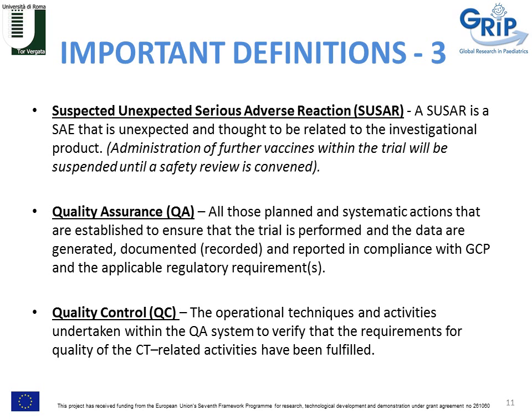Quality assurance: all those planned and systematic actions that are established to ensure that the trial is performed and the data are generated, documented, and reported in compliance with GCP and the applicable regulatory requirements. Quality control: the operational techniques and activities undertaken within the quality assurance system to verify that the requirements for the quality of the clinical trial-related activities have been fulfilled.